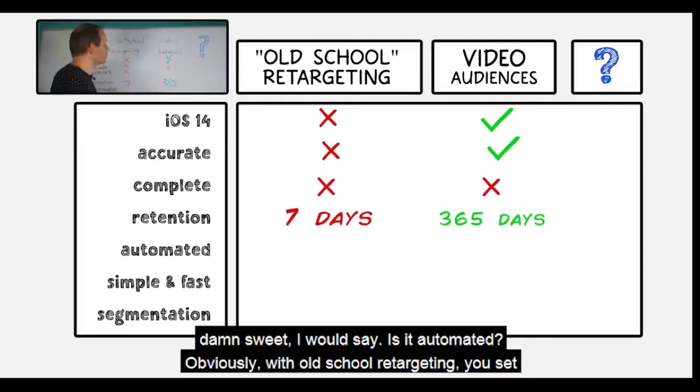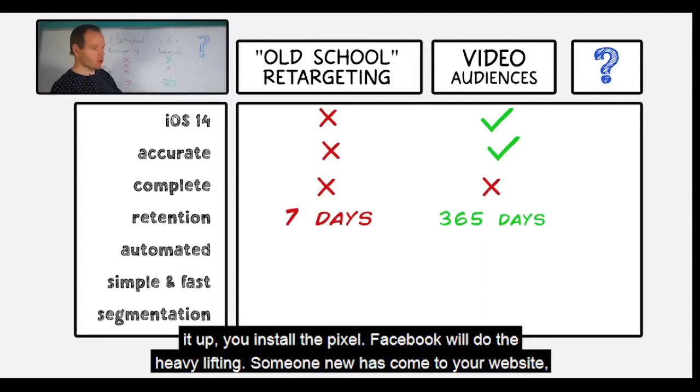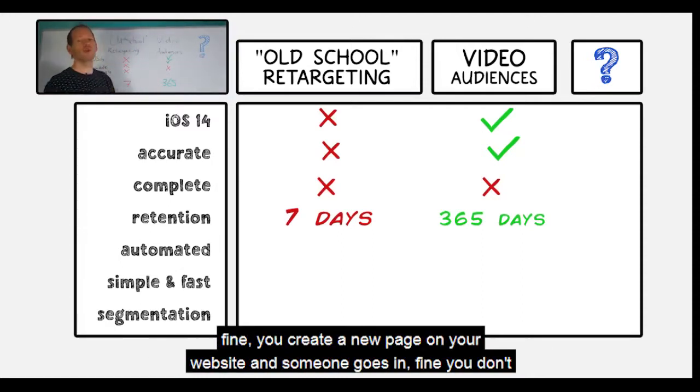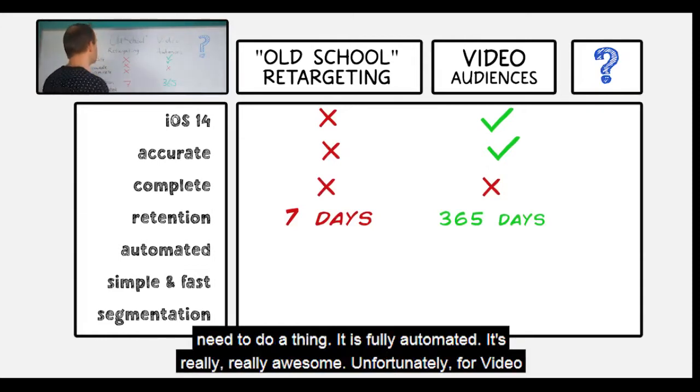Obviously with old school retargeting, you set it up, you install the pixel, and Facebook will do the heavy lifting. Someone new has come to your website, fine. You create a new page on your website and someone visits it, fine. You don't need to do a thing. It is fully automated. It's really, really awesome.